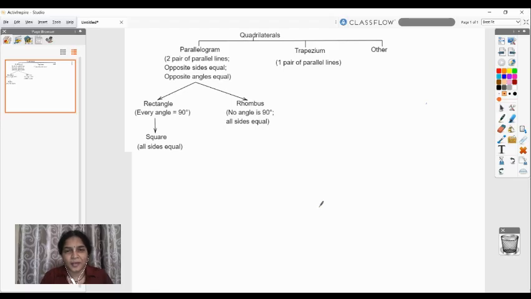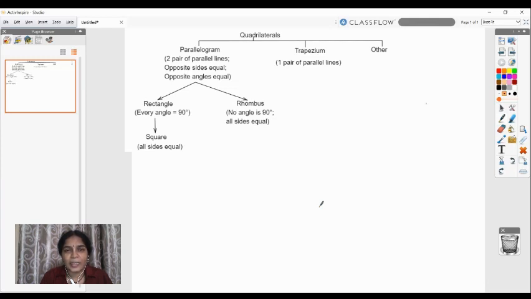Hi there. Have you ever got confused between what's a parallelogram, what's a trapezium, what's a rhombus, what's a square? Can a square be a rectangle? Can a rectangle be a square? What's a similarity? What's a difference? Right? There's so many different things to confuse you.